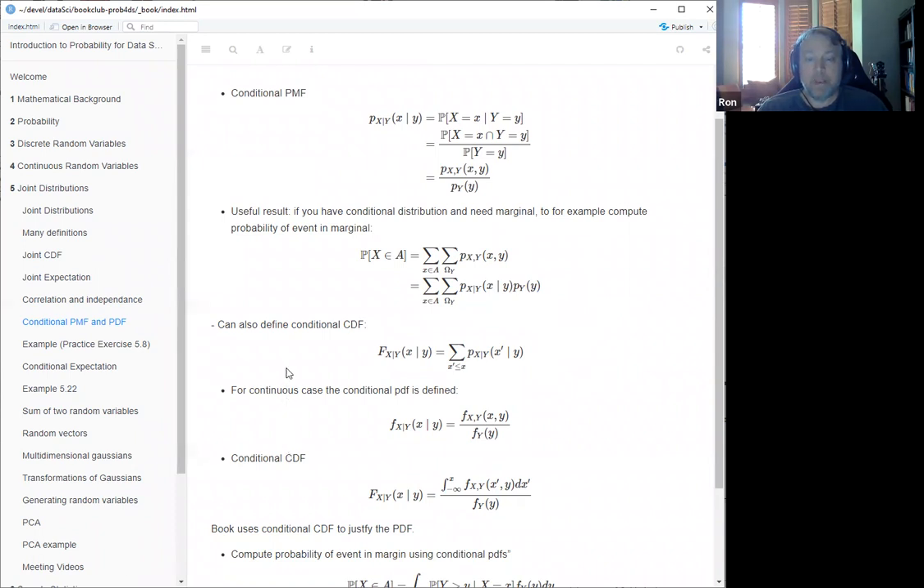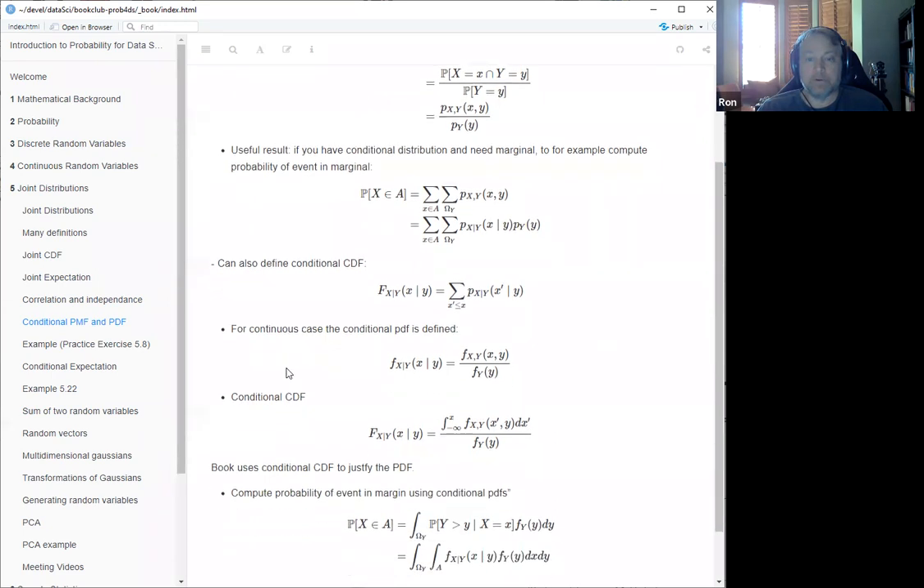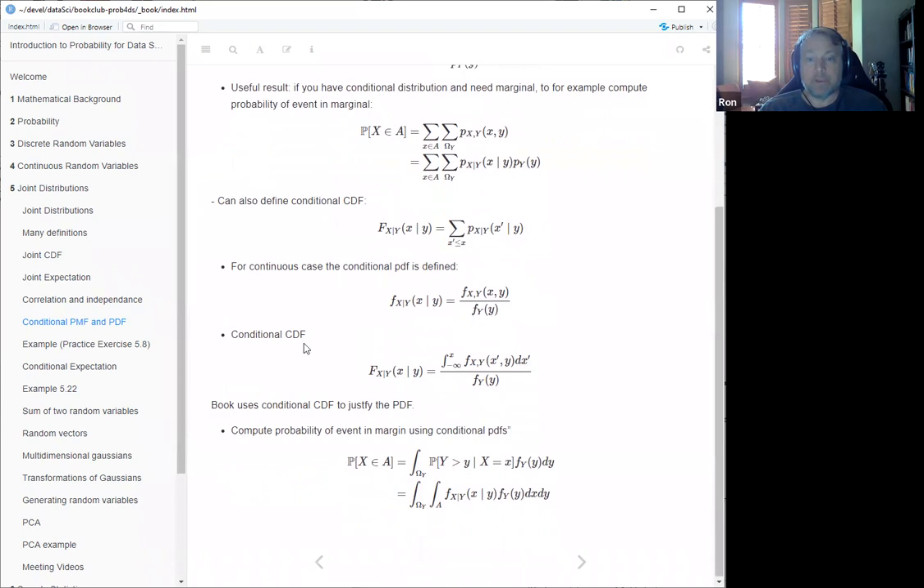So we can also define a conditional CDF. That's somewhat straightforward. Again, you're just doing the CDF, but you have a conditional probability distribution. No big deal. For the continuous case, the conditional PDF is defined in this way. It's just by analogy to how it is for the discrete case. And the conditional CDF, again, the same way, right?